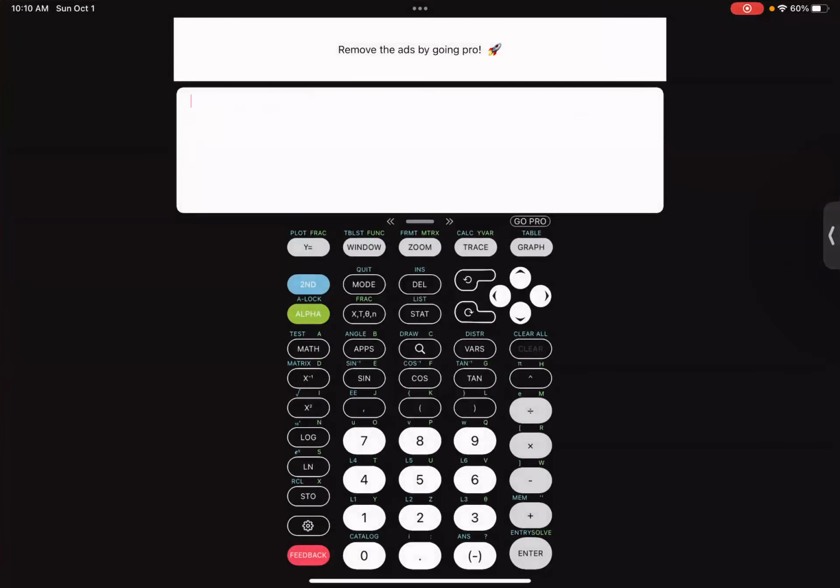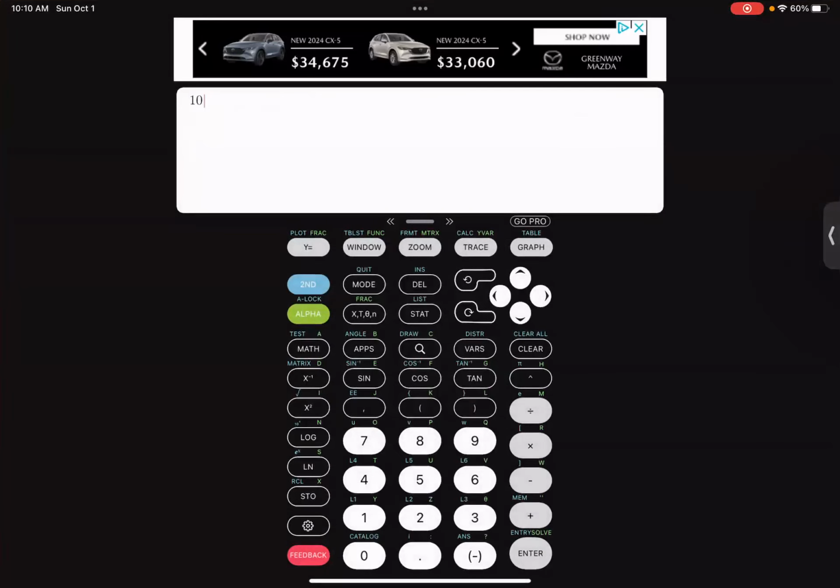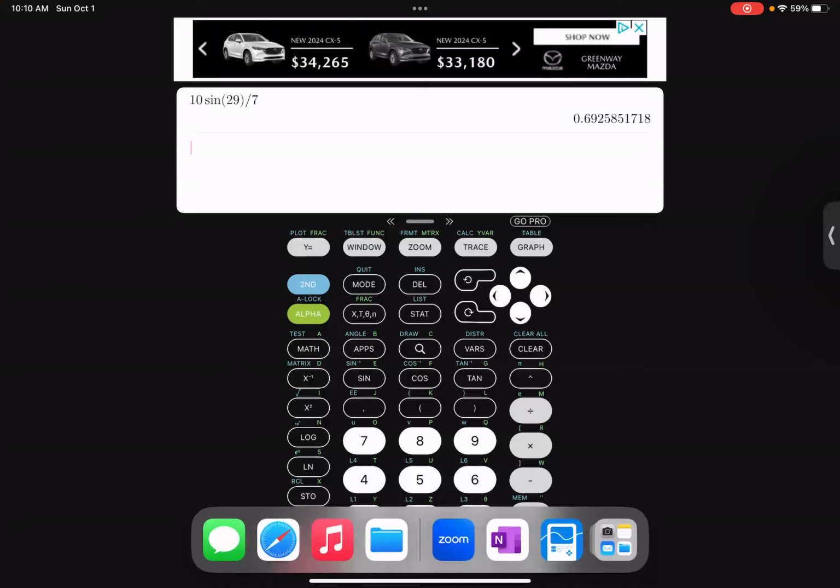So we have 10 multiplied by sine 29, close the parentheses, divided by 7. So it's about 0.692585. So let's see, 0.6926.